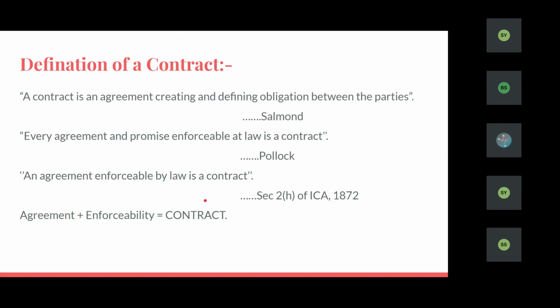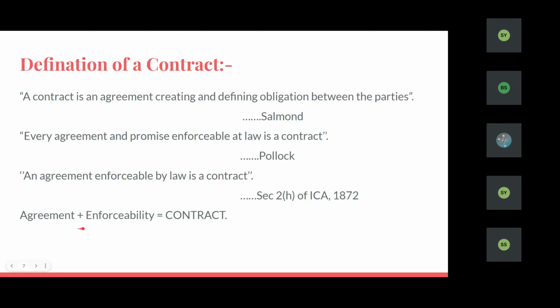So this is easy to remember, just a single sentence. Please remember this: an agreement enforceable by law is a contract. I don't want to confuse you, but let me say that all agreements are not contracts, which you might be unable to understand now, but in the subsequent PPTs you will understand. Just remember, an agreement enforceable by law is a contract.